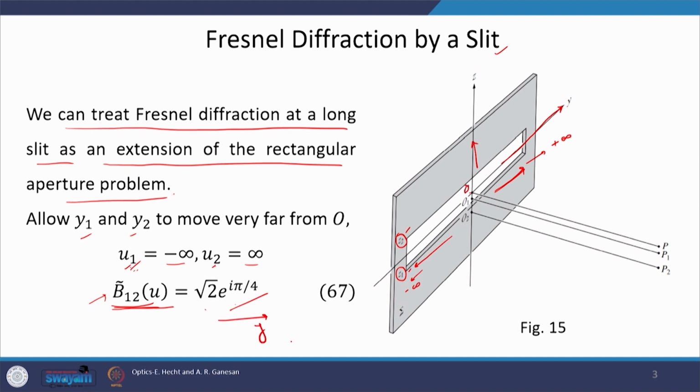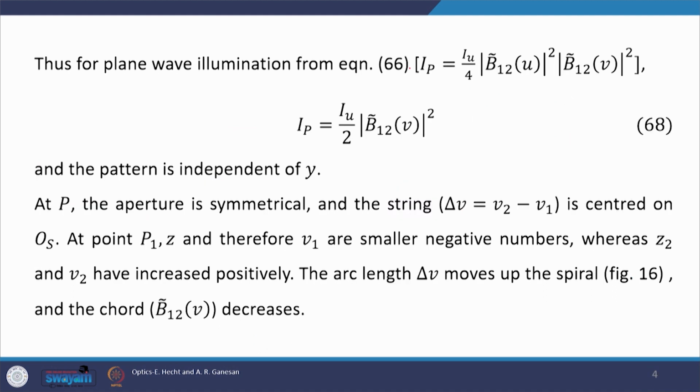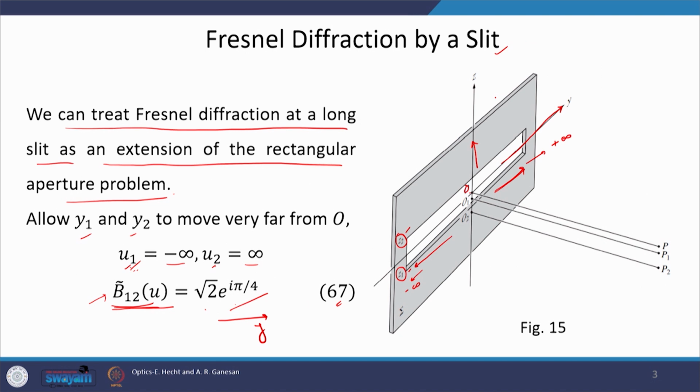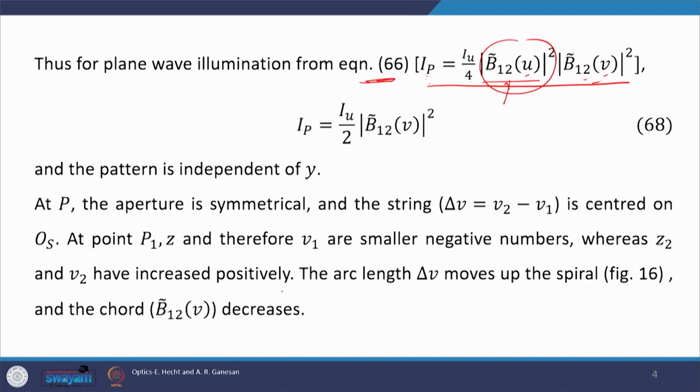What about the integral in the vertical direction, the v dependent integration? The integration which we are talking about is equation number 66, given by this expression: I_P, that is the irradiance at point P, is equal to I_0 by 4 times mod of B12 squared, which is a function of u, and mod of B12 squared, which is a function of v. This we have already calculated in equation 67. The value of B12, which is a function of u, is given by equation number 67. This is still to be evaluated.